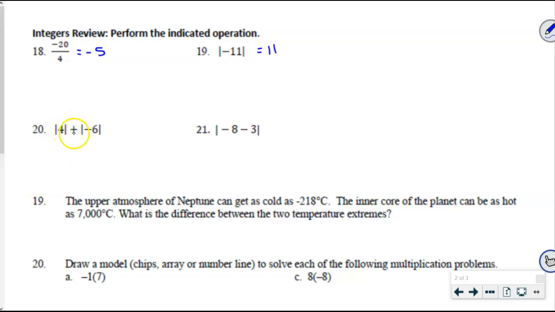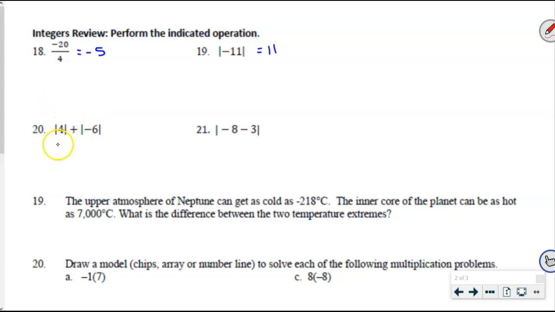On number 20, we have the absolute value of 4, and then we're adding the absolute value of negative 6, versus 21, where we have the absolute value of negative 8 minus 3, which means I need to do what's happening inside of that absolute value symbol before I can find the absolute value. Here, I have to find this absolute value, and then I can add them together. We treat these just like any other order of operations problem. We follow the order of operations. Grouping symbols, yeah. So I'm going to do that grouping symbol.